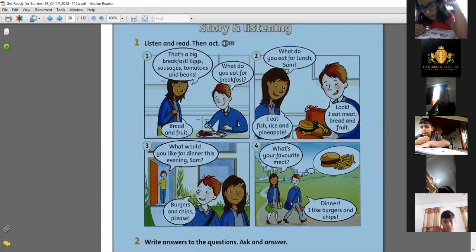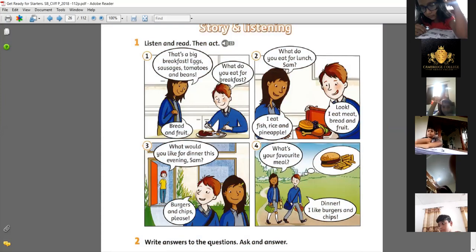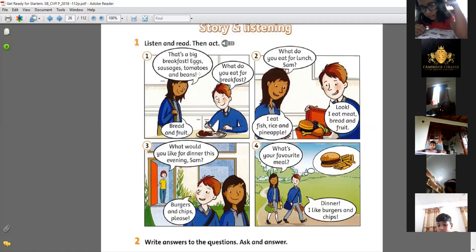Okay, it's a conversation between two friends about their breakfast, lunch, and also dinner. So, you know, breakfast. We take breakfast in the morning. Morning meal, we can call it breakfast. That's a big breakfast. Eggs, sausages, tomato, and beans. So there are several things for breakfast. What do you eat for breakfast?